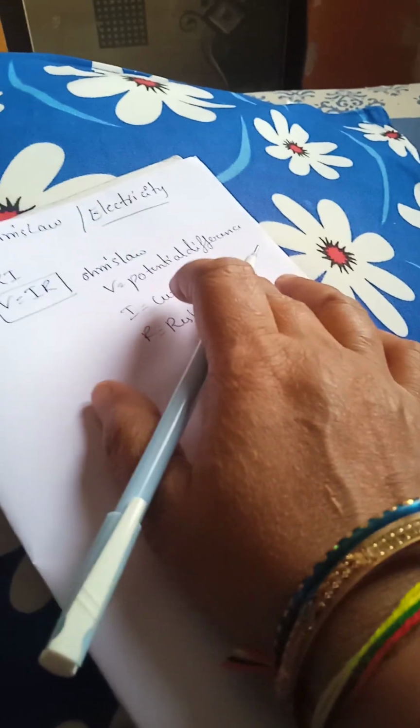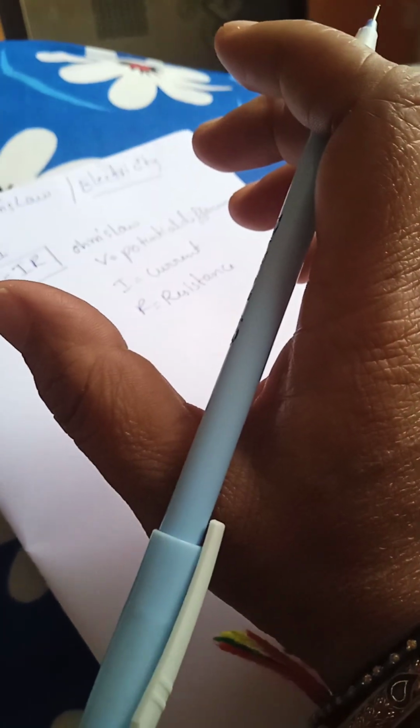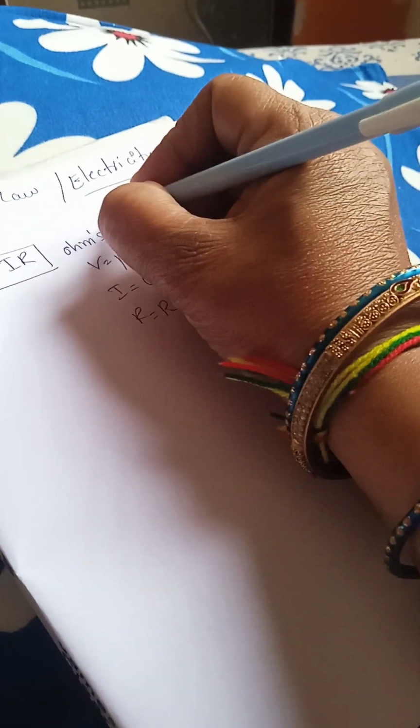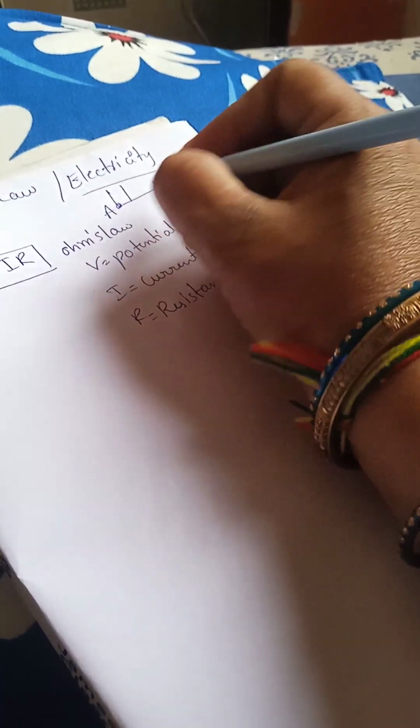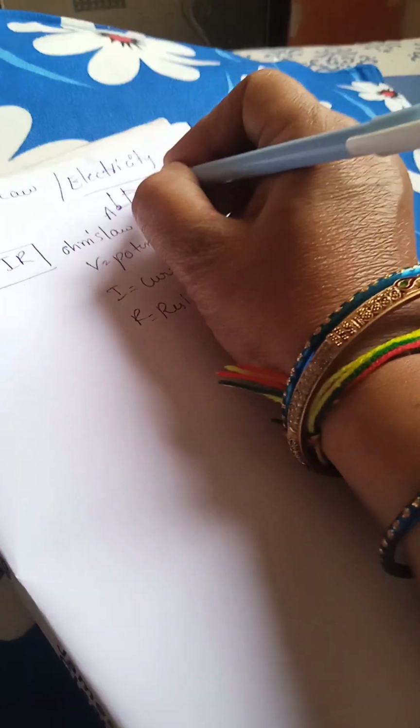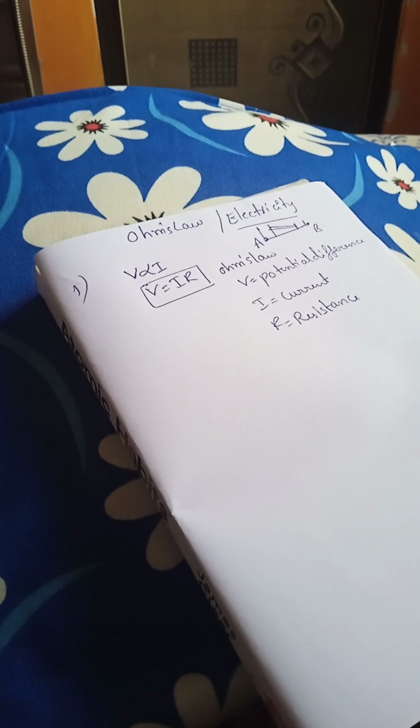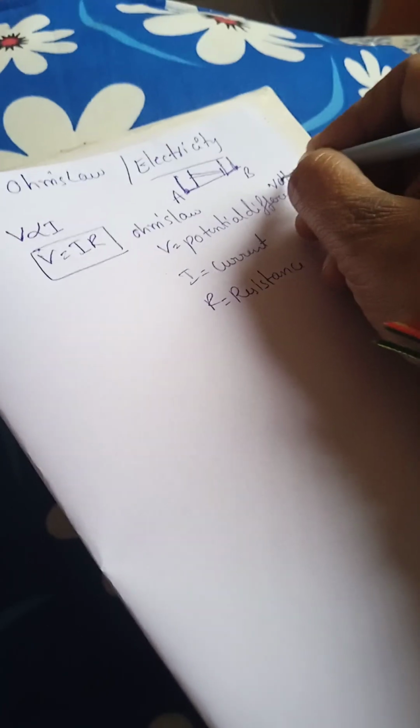The potential difference is defined as the difference between the two ends. Suppose you take two tanks, A and B, where A is the upper part and B is the lower part. The water flows from the upper part to the lower part, and the difference between the two ends is called the potential difference. Like that, electricity also flows from the higher potential end to the lower potential end, and the potential difference is measured in volts.